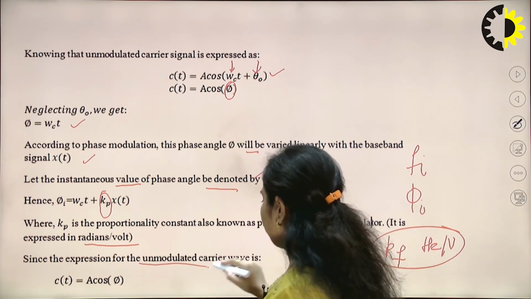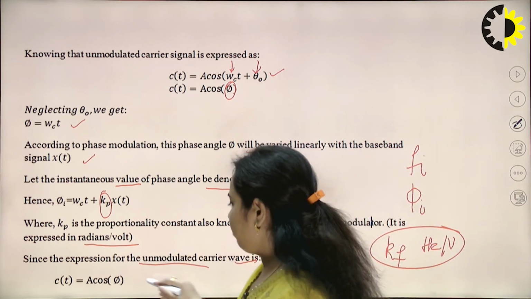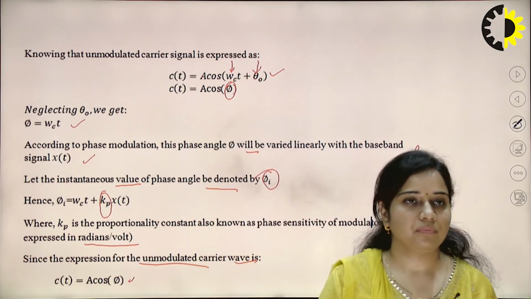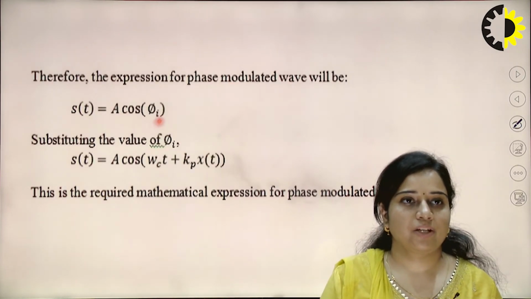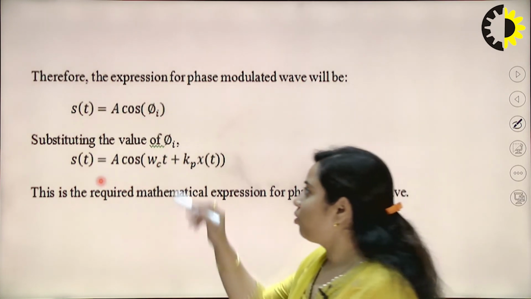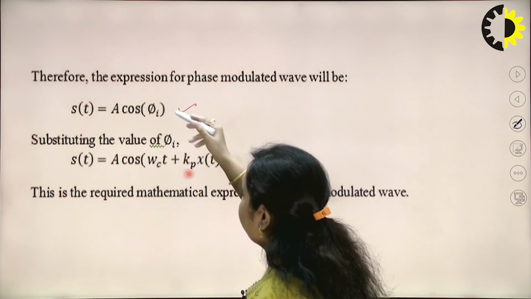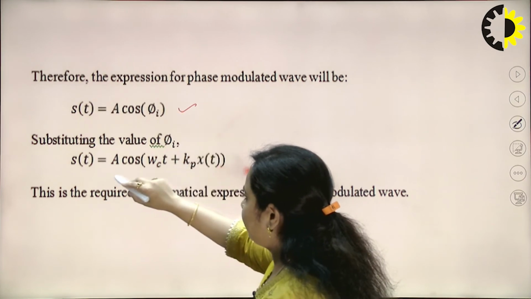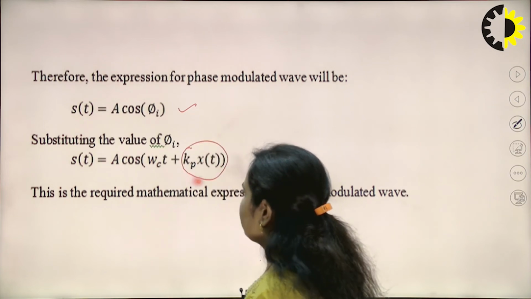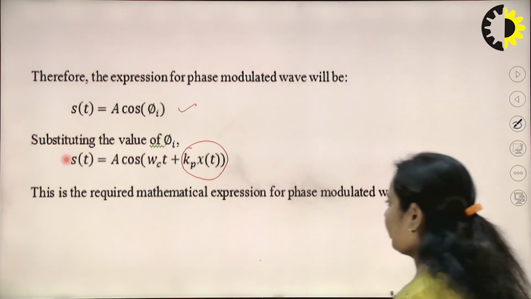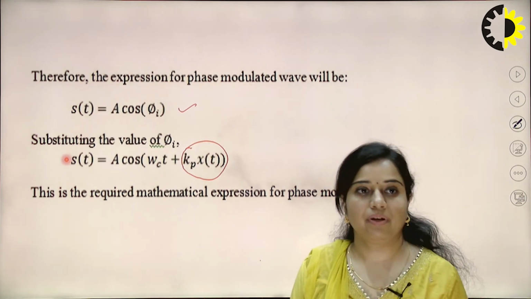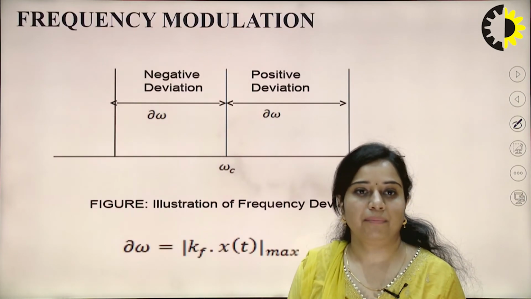Since the expression for the unmodulated carrier wave can be written as c(t) equals A cos phi, therefore the expression for the phase modulated wave will be s(t) equals A cos phi_i. Substituting the value of phi_i, it can be written as s(t) equals A cos(omega_c t plus kp x(t)). So this is the required mathematical expression for the phase modulated wave. This is the standard equation for PM.